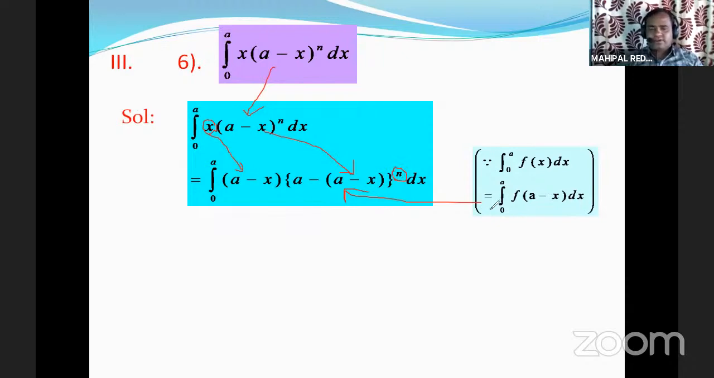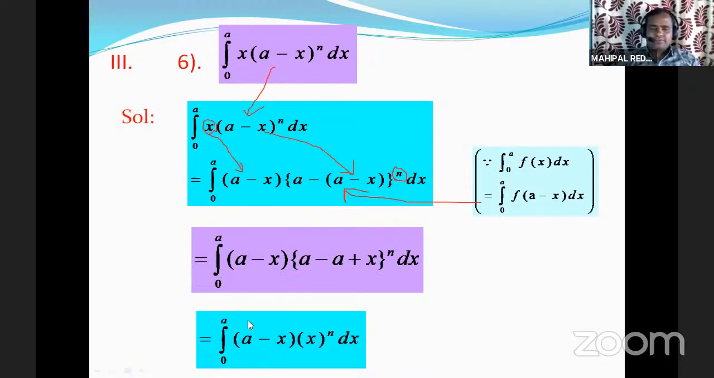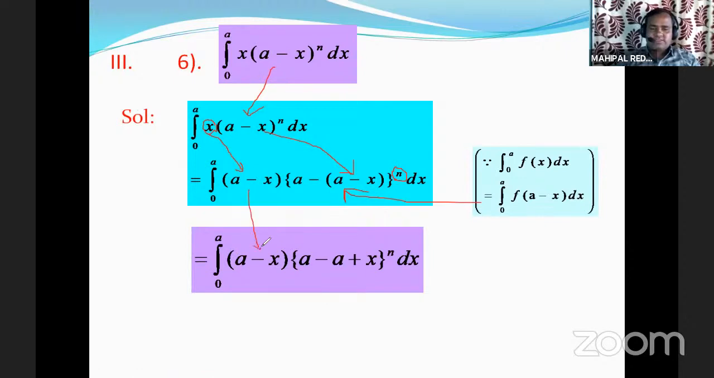Dear student, don't confuse here. I'm just using this property: integration 0 to a of f of x dx is equal to integration 0 to a of f of a minus x dx. So it is equals to integration 0 to a. This x is replaced as a minus x into a minus of x, nothing but again (a minus x) all power n dx. So now integration 0 to a, this is a minus x as it is.